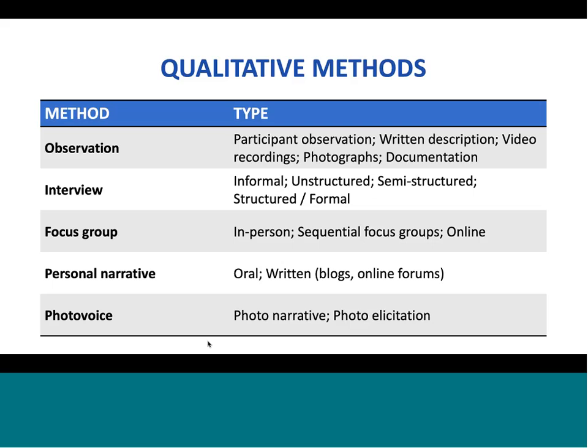Personal narratives may be things like written blogs or online forums or oral histories. And then photovoice is one very specific methodology. There are also related techniques called photo narrative or photo elicitation.